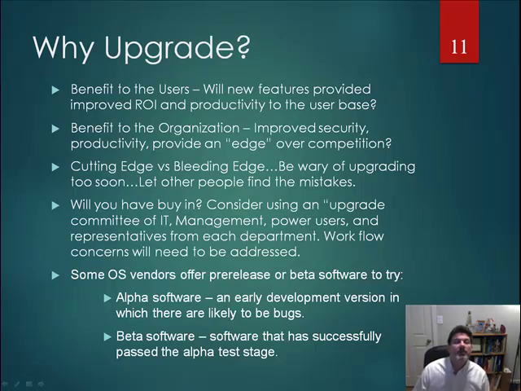Some operating system vendors will offer pre-releases or beta software to try. Alpha software is an early development version which is likely to have a lot of bugs. But beta software usually has been successfully passed through the alpha test stage, has a minimal amount of bugs, and will give you an opportunity to look at, test, and decide on which features are going to be beneficial if I want to upgrade to that system.